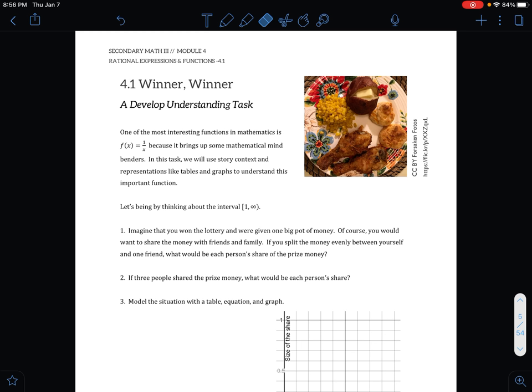So for the 4.1 tasks, it says one of the most interesting functions in mathematics is f of x equals 1 over x because it brings up some mathematical mind benders. In this task, we will use story context and representations like tables and graphs to understand this important function. Let's begin by thinking about the interval 1 to infinity.